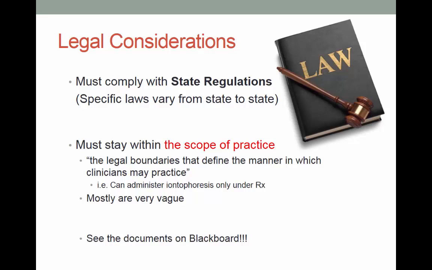I have provided the State Practice Act for athletic training, physical therapy, occupational therapy, and chiropractic medicine on Blackboard in a folder that's titled State Regulations. I would highly encourage that you look at these for the profession of your choice.